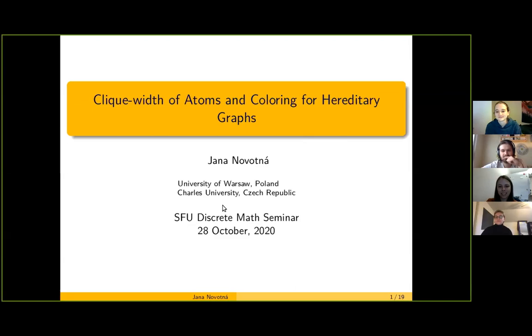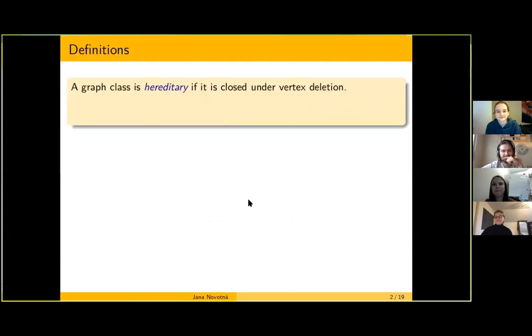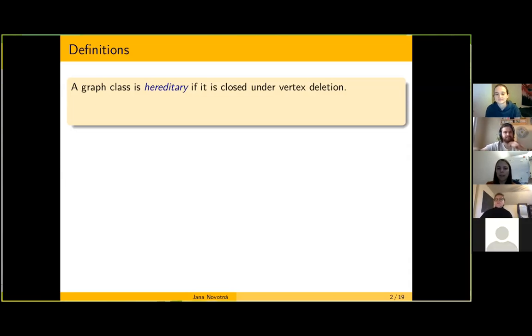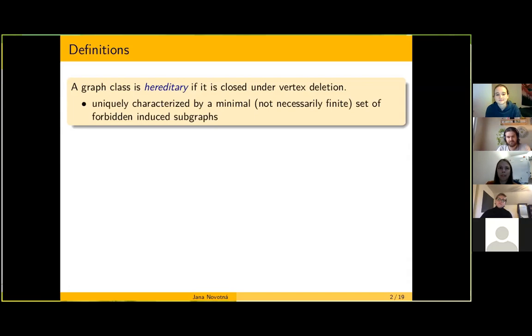So let's start. Many hard graph problems become tractable when restricting inputs to some graph class. So we restrict ourselves to particular subclasses of hereditary classes. Let me tell the definitions. We say that a graph class is hereditary if it's closed under vertex deletion. Working with hereditary classes allows us to do a systematic study, as every hereditary class can be characterized by a set of forbidden induced subgraphs.